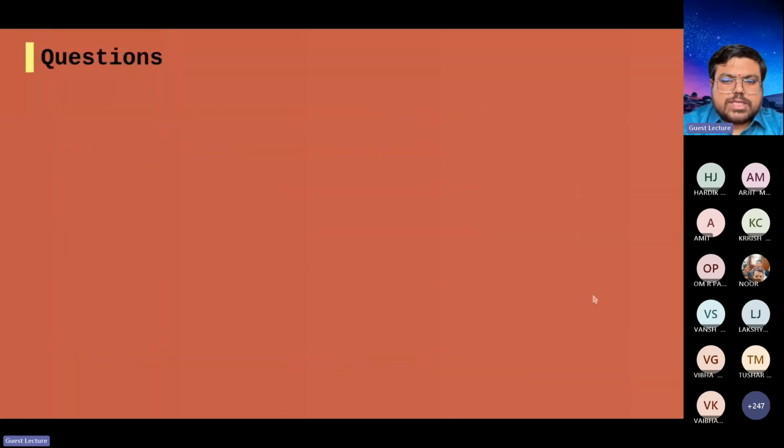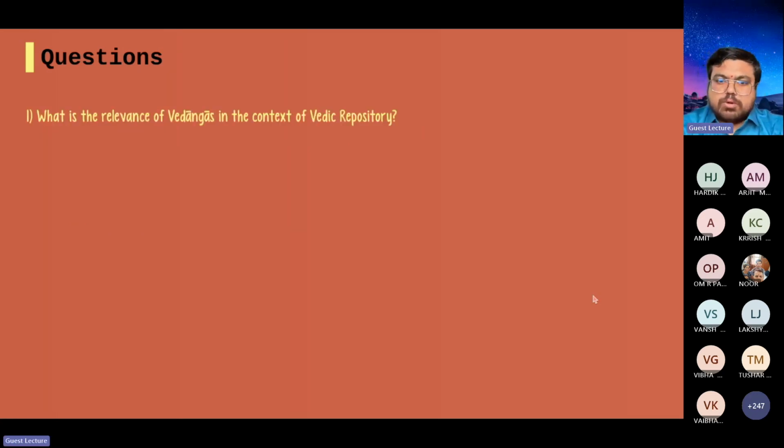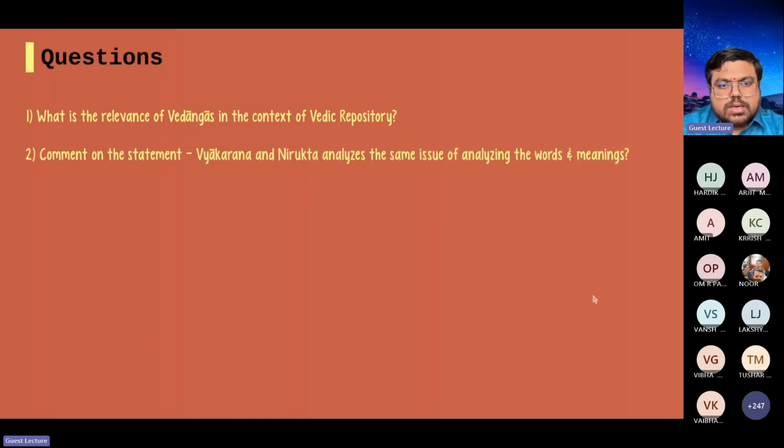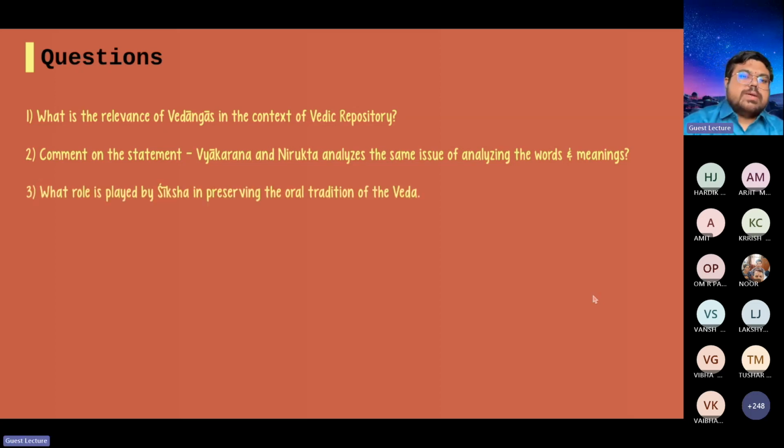So some of the questions for this chapter are as follows. What is the relevance of Vedangas in the context of Vedic repository? Comment on the statement, Vyakarana and Nirukta analyze the same issue of analyzing the words and meanings. Of course, they address the same issue, but analyze in different ways. That is what I'm expecting you to answer here. What role is played by Shiksha in preserving the oral tradition of the Veda?